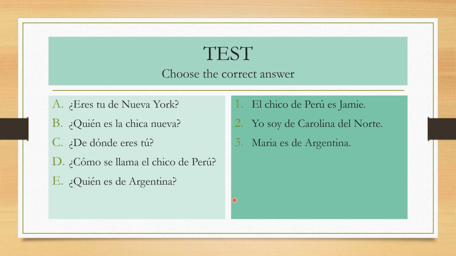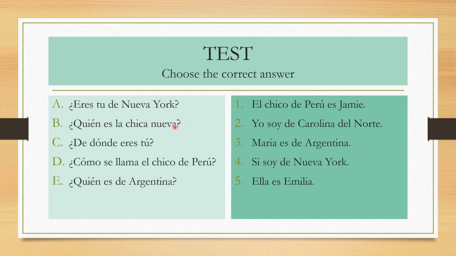Now let's choose the correct answers. So, A, ¿eres tú de Nueva York? Which answer would you choose? 1 through 5. ¿Eres tú de Nueva York? Well, of course, the Nueva York is the giveaway, right? So you should have had cuatro for A. For A, it should be cuatro. Sí, soy de Nueva York.